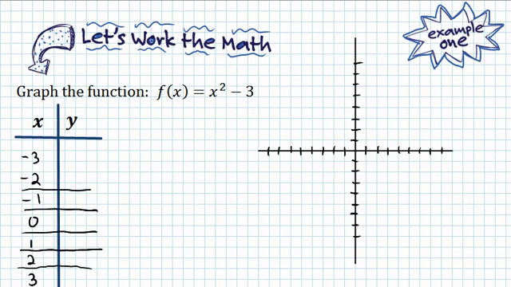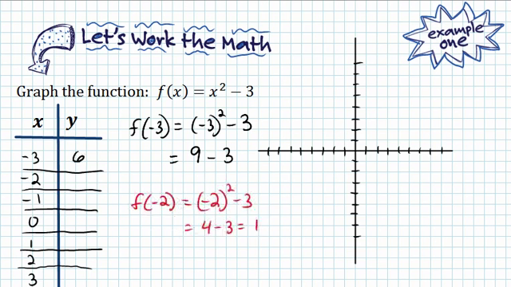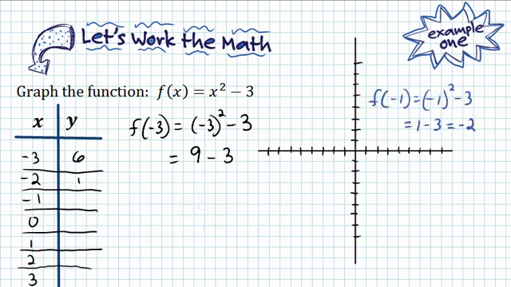Remember that when you plug in a value to a function, you're really plugging it in with this set of parentheses. So you really get (-3) squared minus 3. It's easy to make a mistake here because -3 times -3 is +9, whereas -3 times 3 is -9. So I get 6. If I plug in -2, I get 1. If I plug in -1, I get -2. If I plug in 0, I get -3.